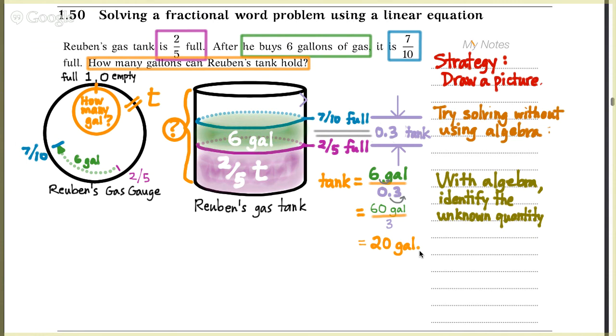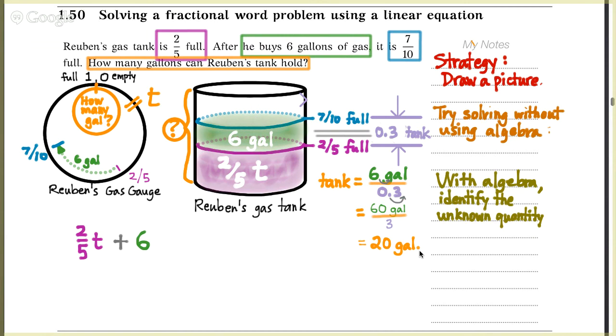But then Ruben goes and he buys 6 more. And so how many gallons in total does Ruben have at the end of the process? On the one hand, just looking at the diagram, Ruben has the purple gas, 2/5 T, added to the green gas, which is 6. And so in total, he has the sum, 2/5 T plus 6 gallons of gas. And that's one way to look at how much gas Ruben has at the end of the problem.